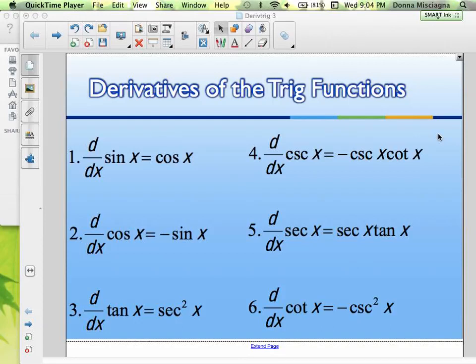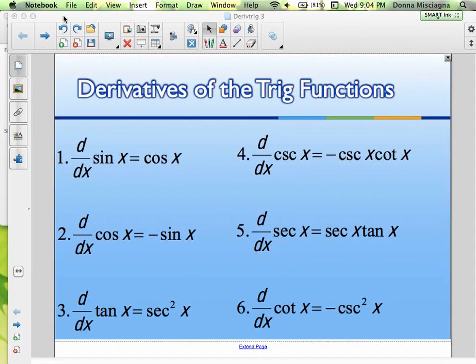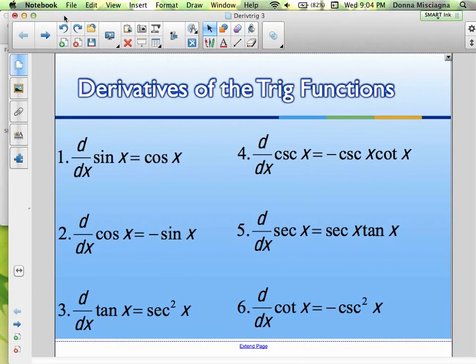Welcome. We're going to begin this lesson on derivatives of trig functions with a little review. Here we have all of our derivatives, and we've gone over these. The derivative of sine x is cosine x. The derivative of cosine x is negative sine x. The derivative of tangent x is secant squared x.